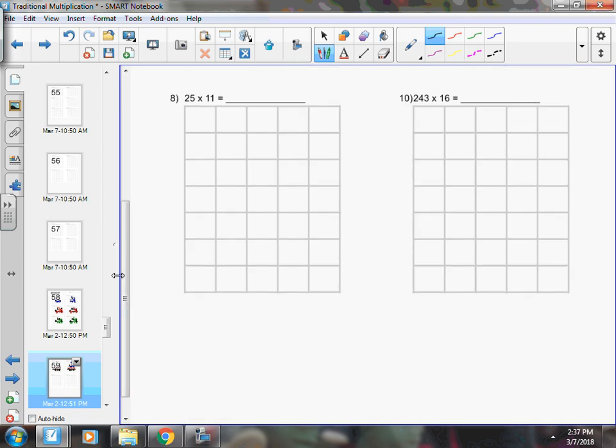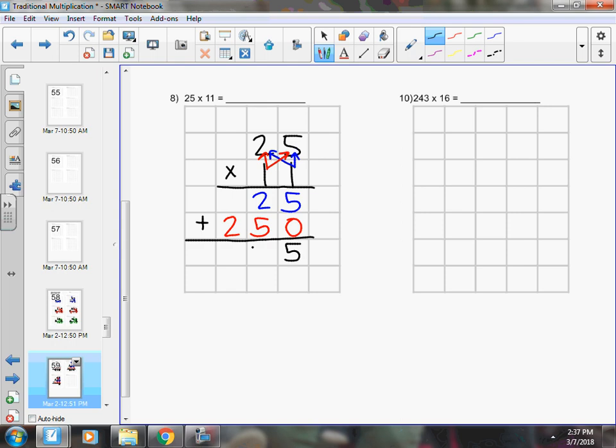And the last two on the page, 25 times 11. 1 times 5, then 1 times 2. 1 times 5 is 5, 1 times 2 is 2. Be sure to add our 0 because this one is really in the tens place. 1 times 5 and 1 times 2. Add it all together. 275.